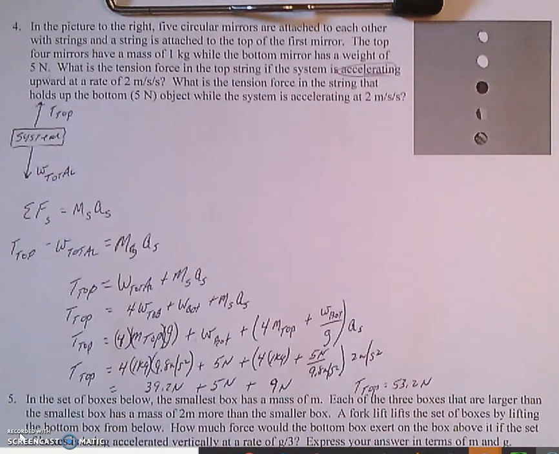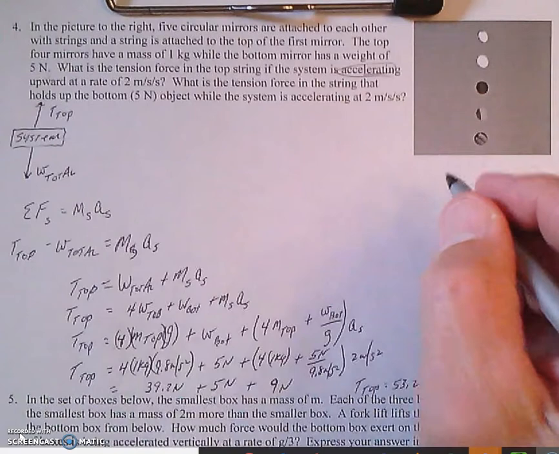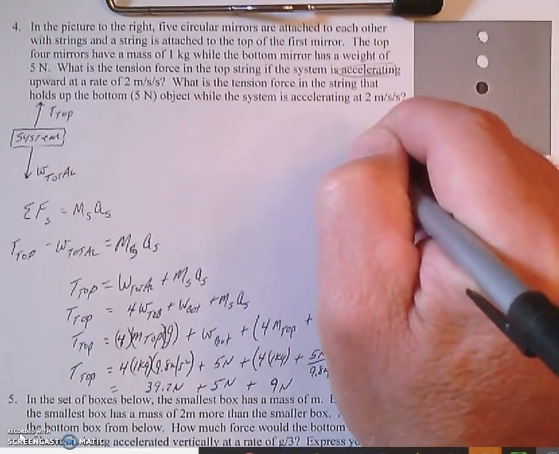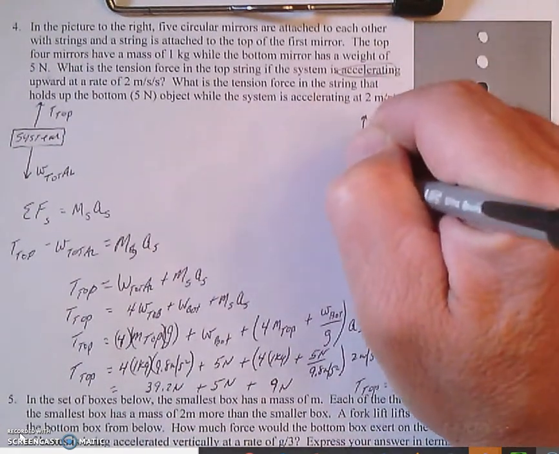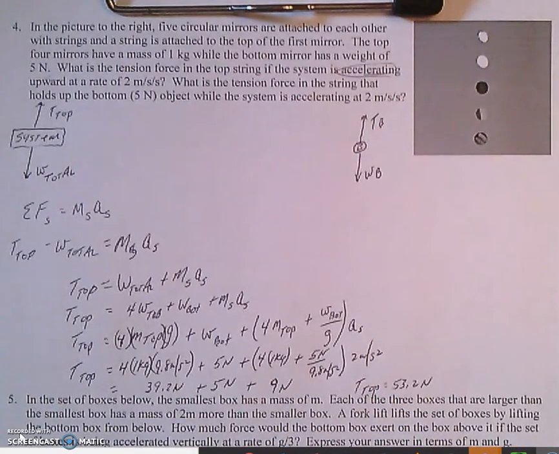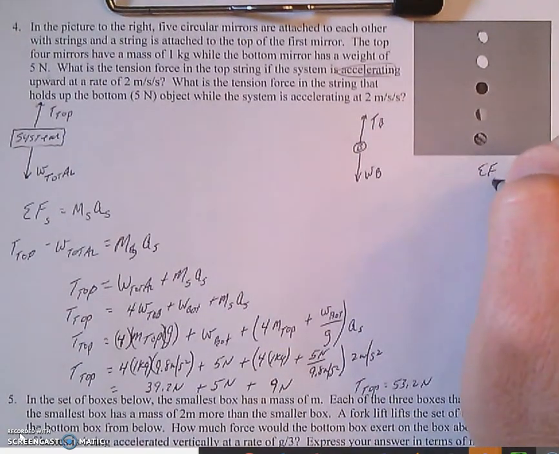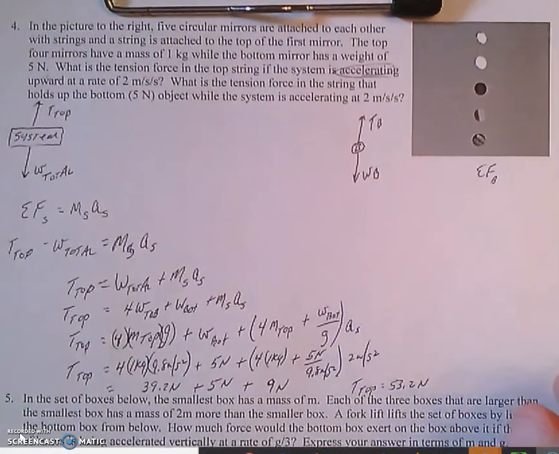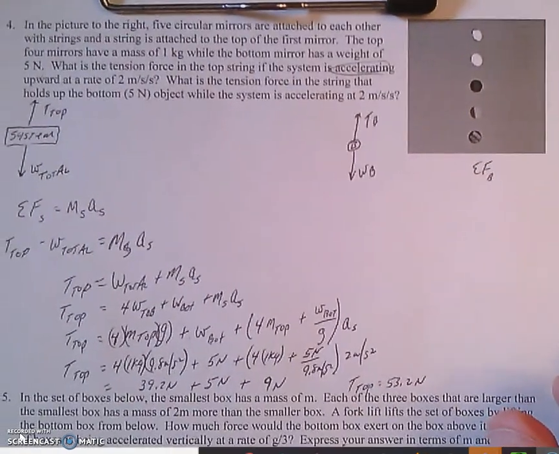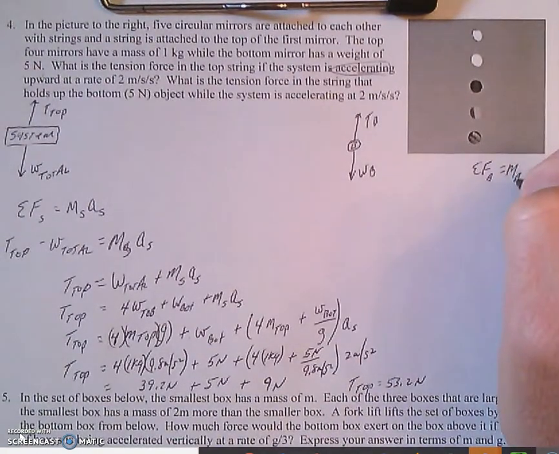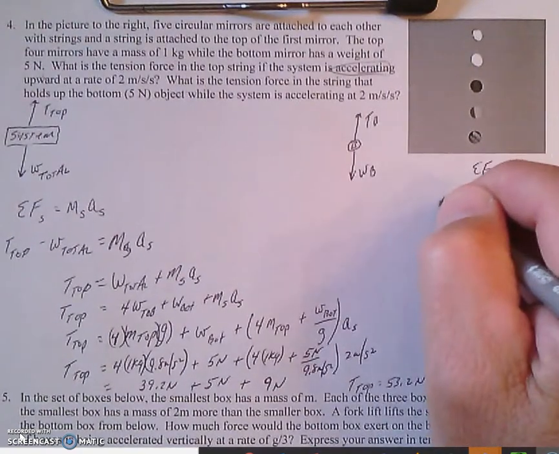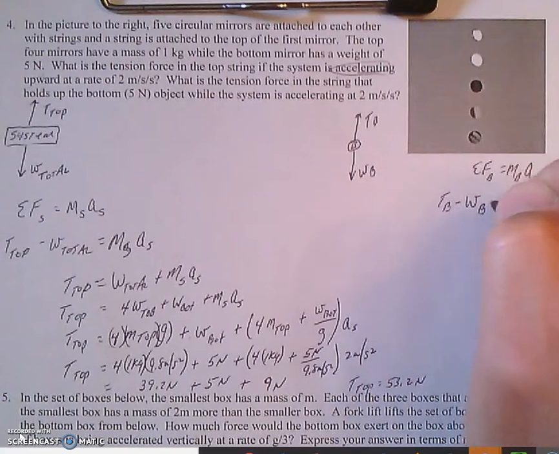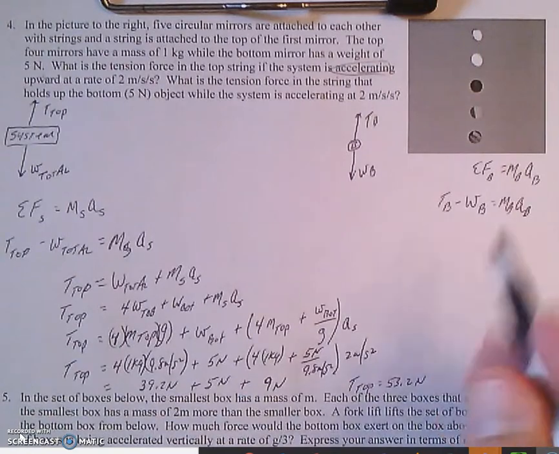What's the tension force in the string that holds up the bottom object while the system is accelerating? Well, my diagram on that bottom object, I'll just put a little b there. That's just the tension in the bottom, T sub b, and the weight of the bottom underneath here. So the sum of the forces acting on the bottom object is equal to the mass of the bottom object times the acceleration of the bottom object. T_b minus W_b is equal to m_b times a_b. We're trying to find this tension in the bottom.